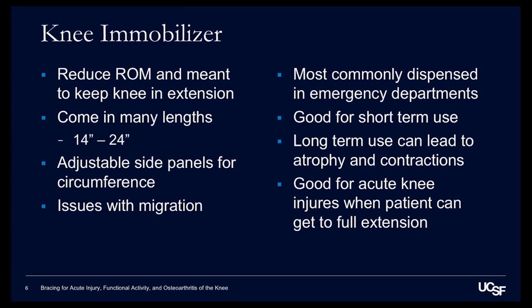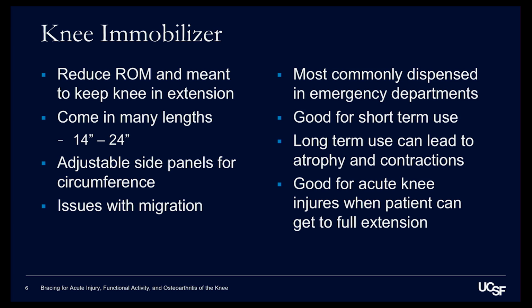So knee immobilizers, the biggest thing that they're meant to do is simply reduce range of motion. We're trying to keep you locked in extension. They come in all different sizes. They'll be anywhere from 14 inches to 24 inches. There are pediatric ones as well. Those usually have to be custom made because they're these tiny little things to fit tiny little chubby legs. Cutest things you've ever seen, I can tell you that. But the average sizes come anywhere from 14 to 24 inches long.